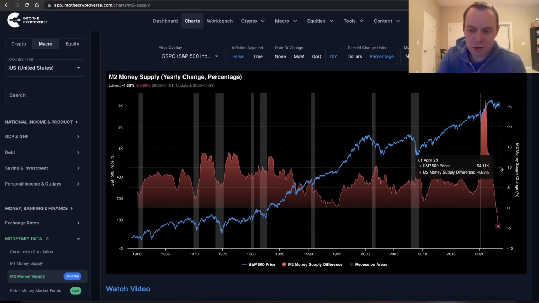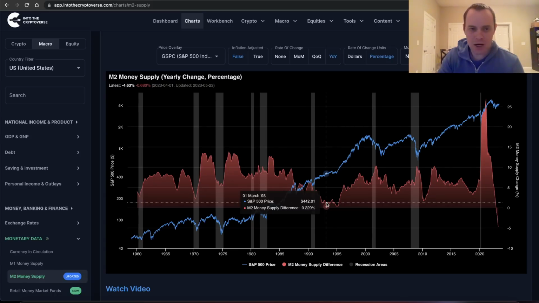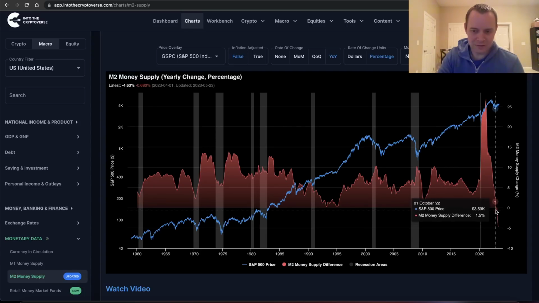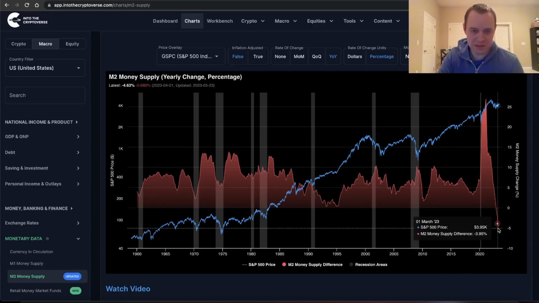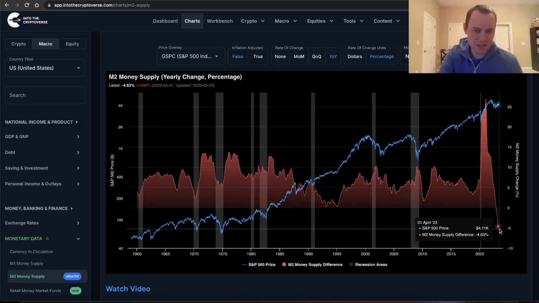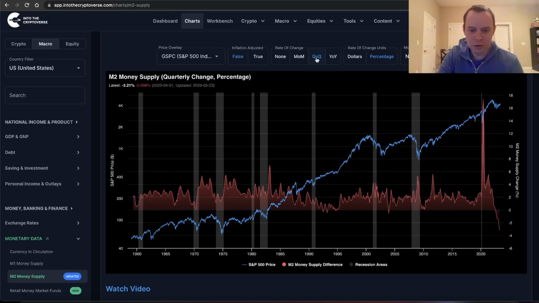So if the rate of change is going down, as long as it's still above zero, it is still expansionary, right? We're in a phase of expansion. If you see the year over year percentage changes below zero, then we're in contraction. This is year over year. Now, there are other ways you can look at it. You could look at quarter over quarter and see some different trends.